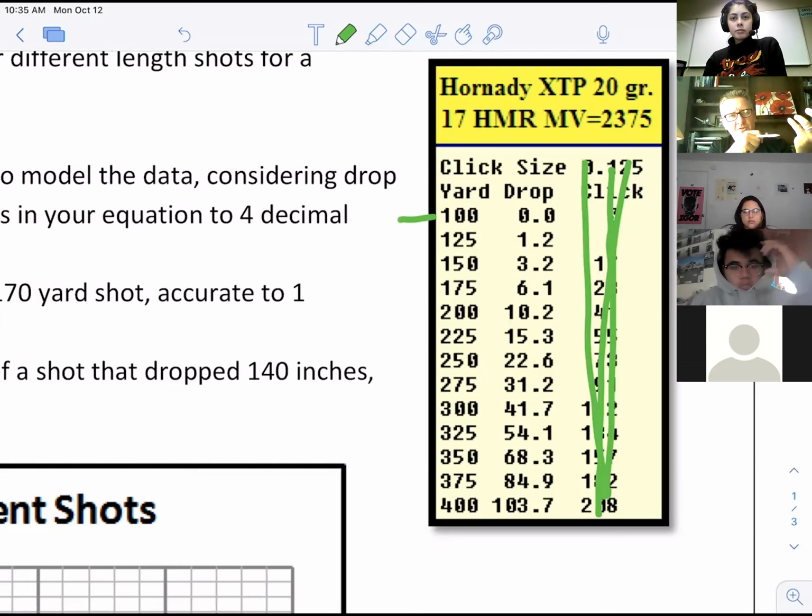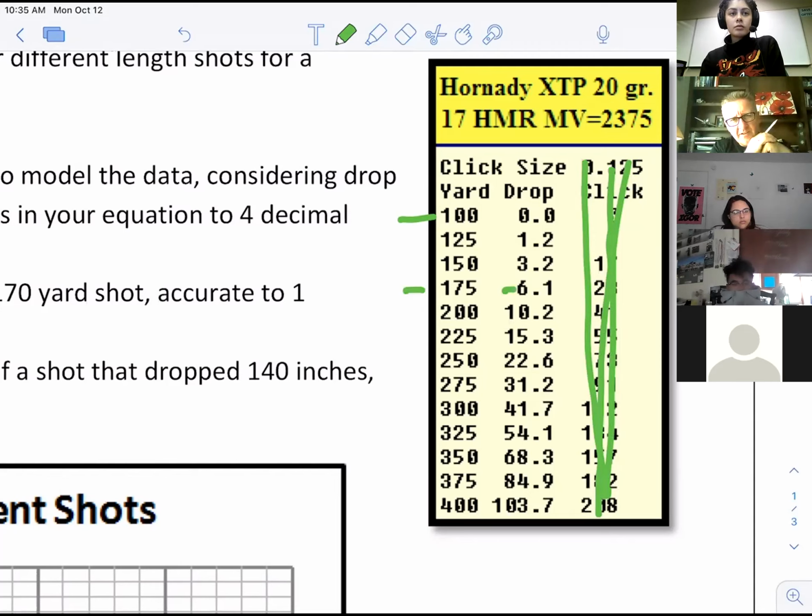Now that doesn't mean the bullet isn't dropping. It just means the scope is set so that you'll actually hit what you're aiming at 100 yards. But obviously as the bullet flies through the air, the longer it flies through the air, gravity's pulling it down. And so if you make a 175-yard shot, now it's actually hitting 6 inches.